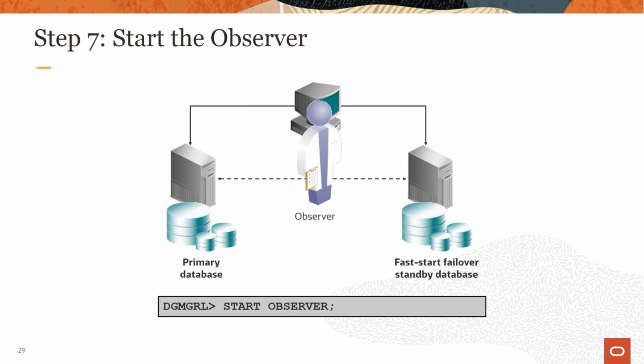Finally, we're going to start the observer. By default, the observer runs in foreground process mode, so it will not return you to the data guard broker command line interface. So you can view all observer activities, but you can also start the observer in background mode as well.